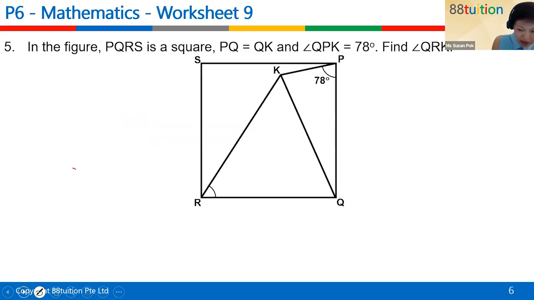Okay, next question. Now this is a square. PQ, QR. Of course, they are the same length because they are the sides of the square. This is 78. Find QRK, which is here. All right, so since this and this are the same, who should I ask for?